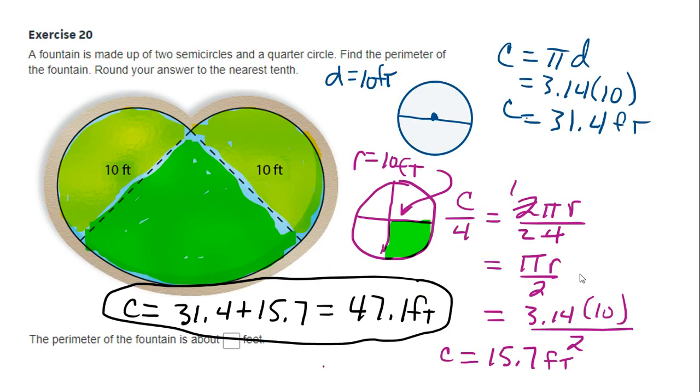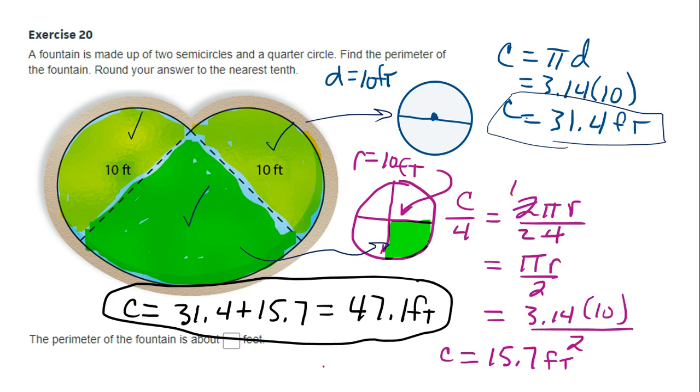And the last problem is the fountain. All right. And the fountain is made up of 2 semicircles. This one and this one, I put them together to make a circle. So I can find the circumference of that circle. My diameter is 10 feet. And so I end up with 31.4 feet.